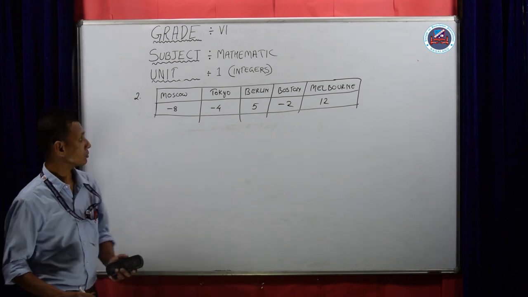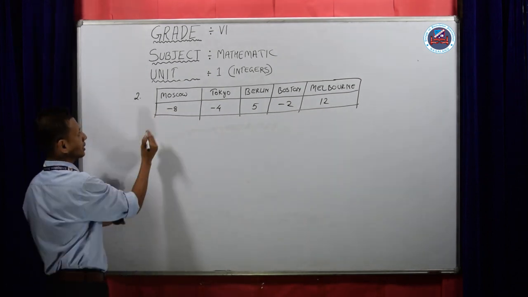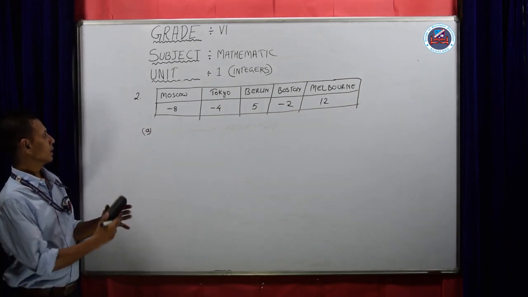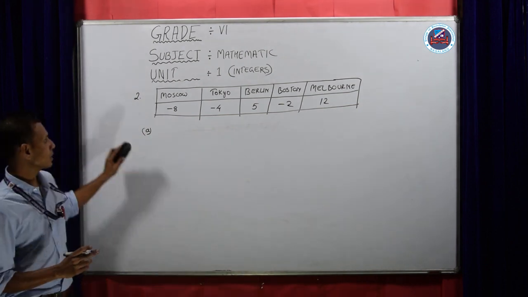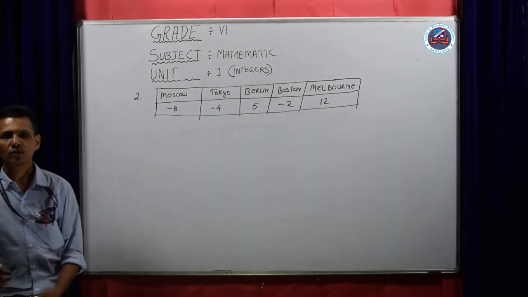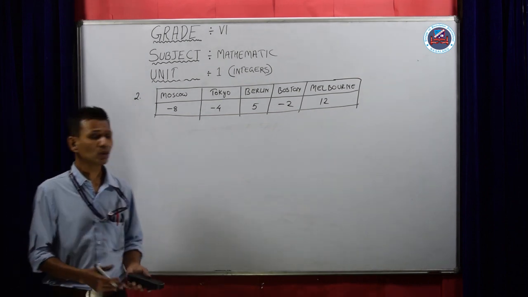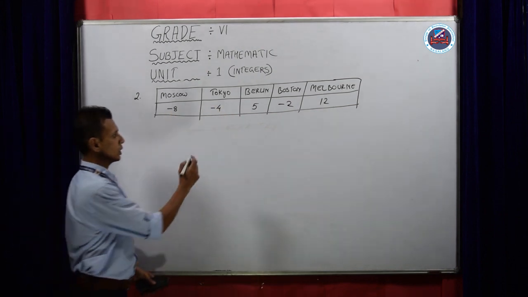Is that okay? Now your main question starts from here. A asks you, which city is the warmest? Now some students might be getting confused. So I tell you, we have already learned how to use a number line. Use that number line and fill out all this accordingly. It will help you learn.